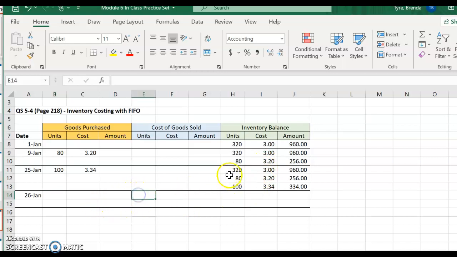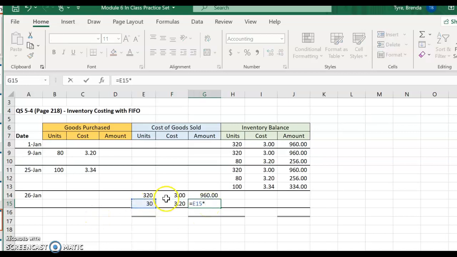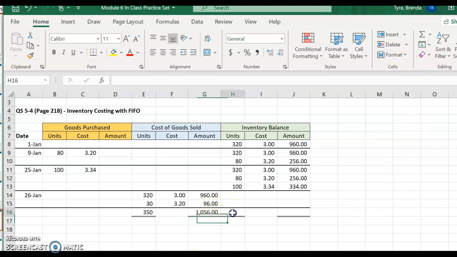So in our sales, remember, we take out of the first group first. So we're going to take all of those 320 units at the $3 level, extend that, and I have 30 more units that I sold because I sold a total of 350. So I sell 30 units at the $3.20 level. And I get $96. And it looks like I forgot to sum that for you, so go ahead and sum that up. And we've got 350 units sold at a cost of $1,006.